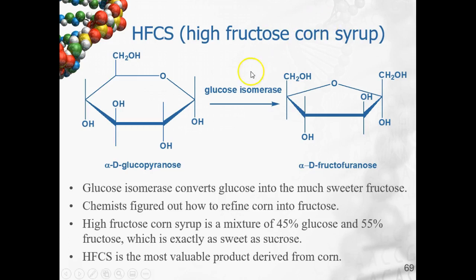So the way high fructose corn syrup is made is that the glucose is a digestive product of starch in the corn, and then what the food manufacturers do is they use an enzyme called glucose isomerase to convert some of the alpha D glucopyranose to alpha D fructofuranose. So you can make different mixtures, but usually the high fructose corn syrup that we find in this country is about 45% glucose and 55% fructose, which is exactly as sweet as sucrose. And it is the most valuable product derived from corn.